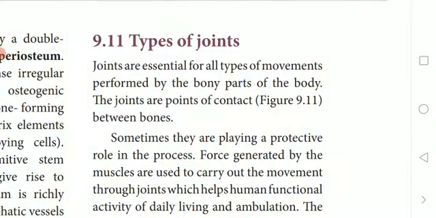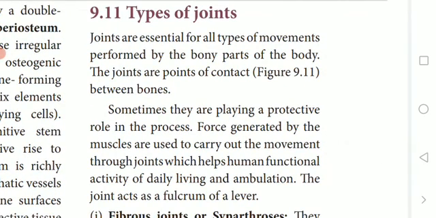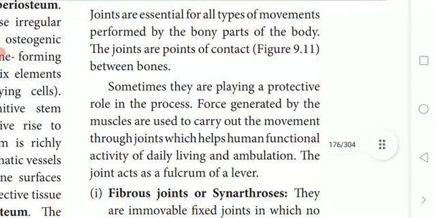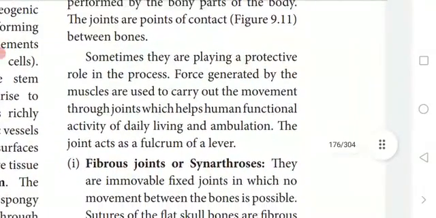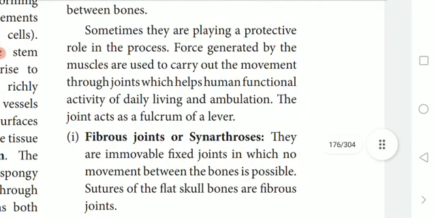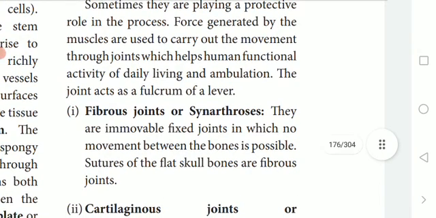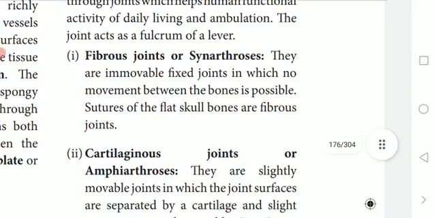Joints are essential for all types of movements performed by the bony parts of the body. The joints are points of contact between bones. Sometimes they play a protective role in the process. Force generated by the muscles is used to carry out movement through the joints, which helps in human functional activities of daily living and ambulation. The joints act as the fulcrum of a lever.